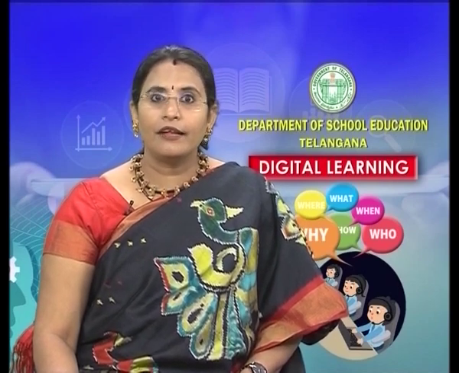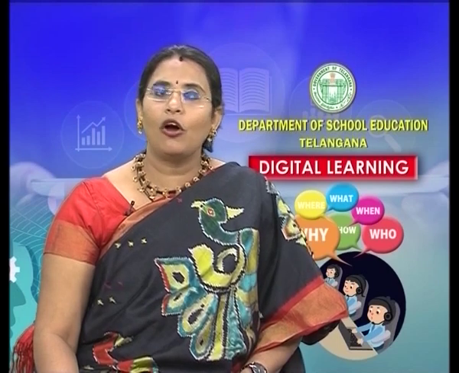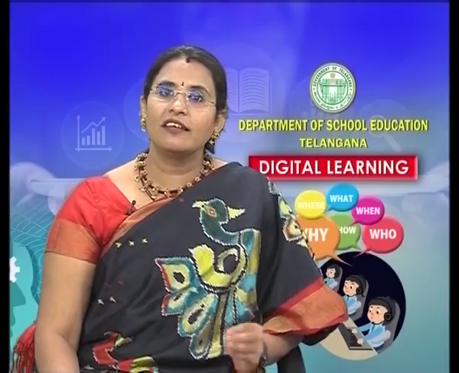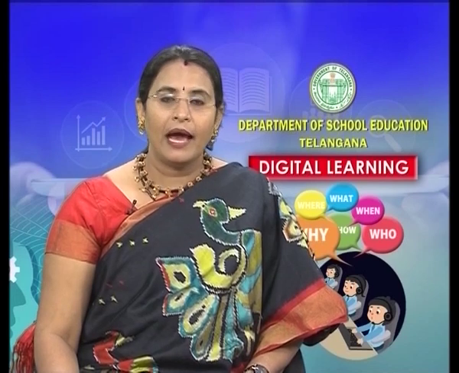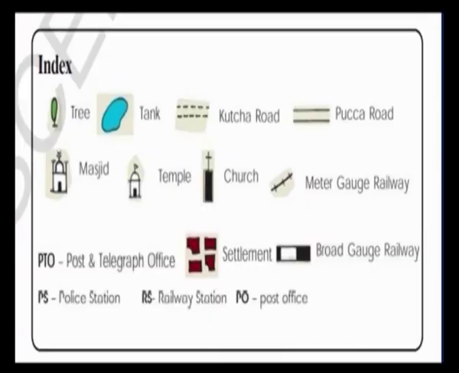As I told you, it is not possible for us to show the physical object on the map, so we will be using certain symbols. These symbols are mainly given by the Survey of India people, and these symbols are called conventional symbols. Most of these symbols you will find in the topo sheets which are made by the Survey of India. See, children, can you see here? Some symbols like for tree we are using this symbol, for tank, for kacha road, pakka road and likewise. It is not possible for us to draw a big tree or a big tank on the map, so we are using this kind of symbols.